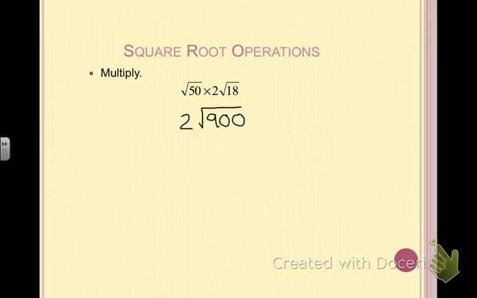Now, simplify the square root. 900 is a perfect square because 30 times 30 is 900. Therefore, we now have 2 times 30, which is 60.